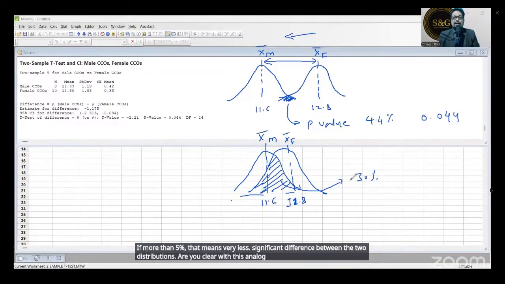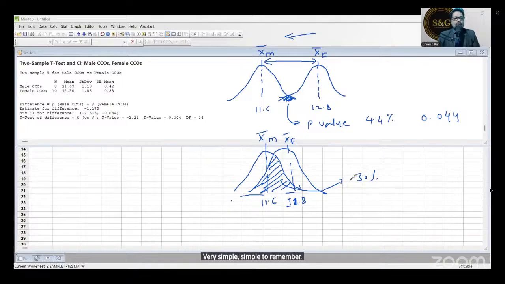Just type yes in the chat. Very simple, simple to remember. Understood this? With the same example of male CCOs and female CCOs, you always remember this way: the p-value is the overlapping area. And the software has the algorithm built into that, so it basically identifies this.